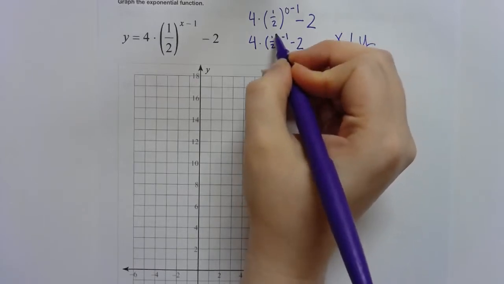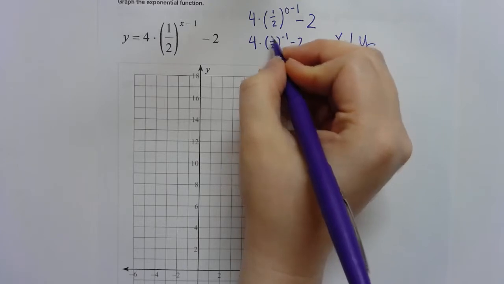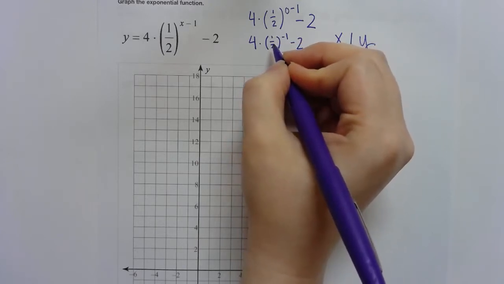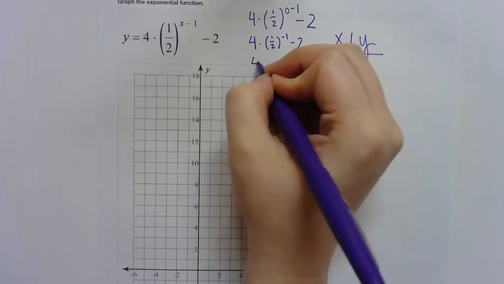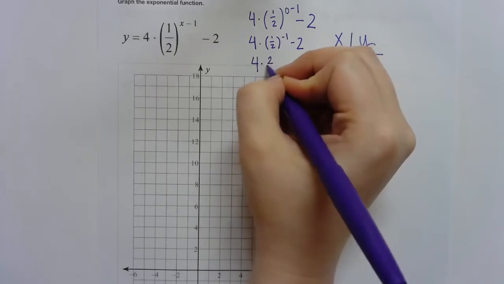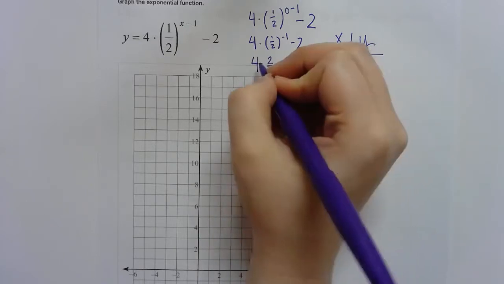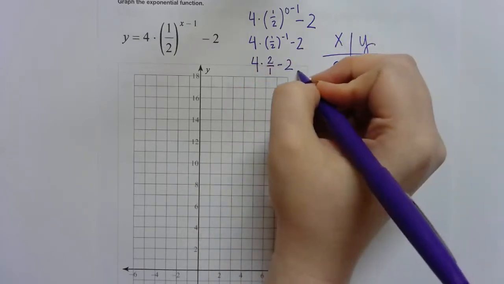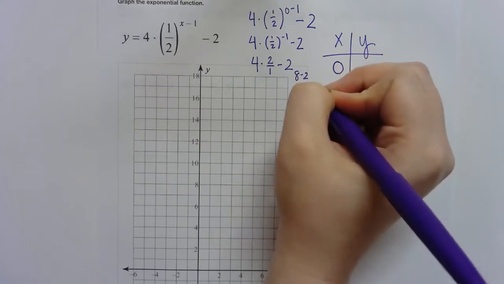It gives me the reciprocal. So instead of 1/2, the reciprocal or the flip of that would be 2 over 1. So I have 4 times 2 over 1 minus 2. 4 times 2 is 8. 8 minus 2 is 6.